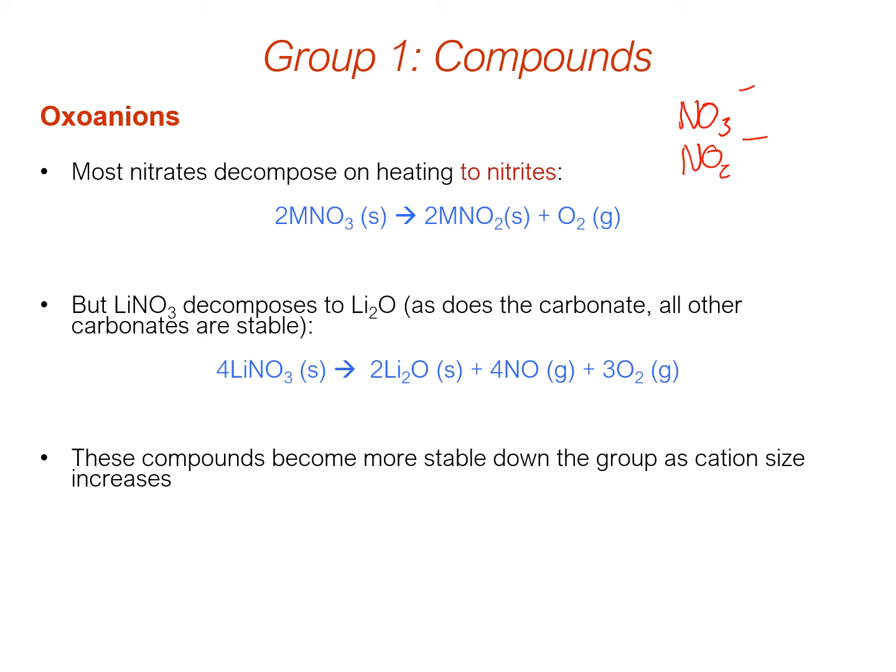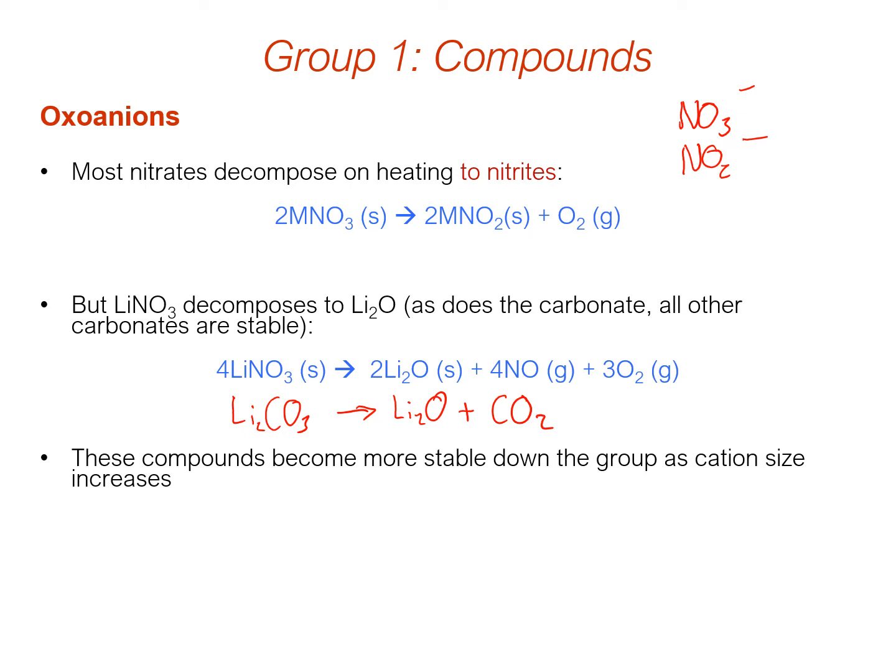So all the other group 1 carbonates are stable. So this is, as I was saying, much more similar to the hydroxides. Most of the group 1 carbonates are very stable. Upon heating they won't decompose, but lithium carbonate is an exception. So we've got lithium carbonate, Li2CO3, and this will decompose into Li2O and CO2 in the gas phase.